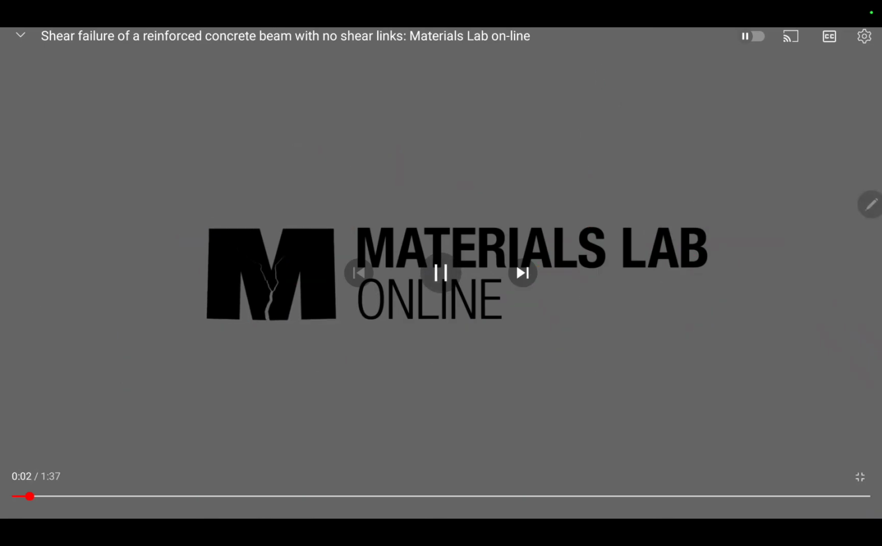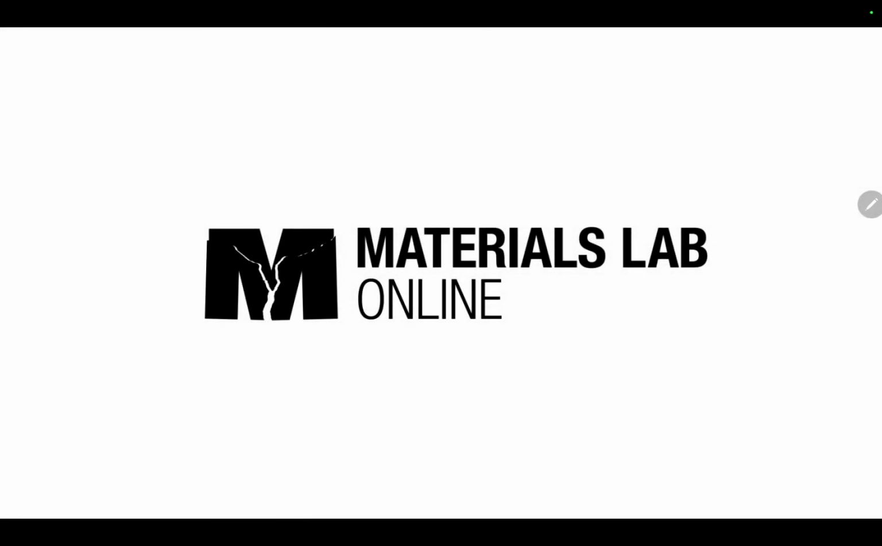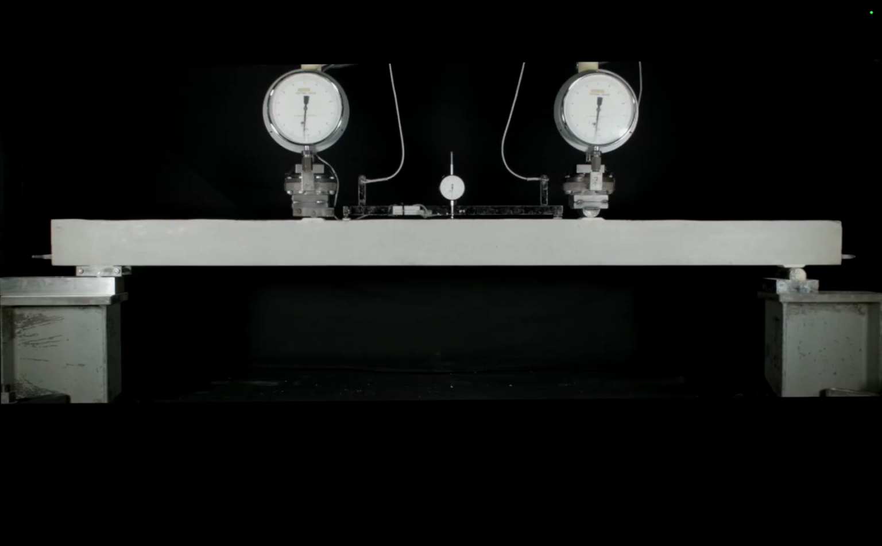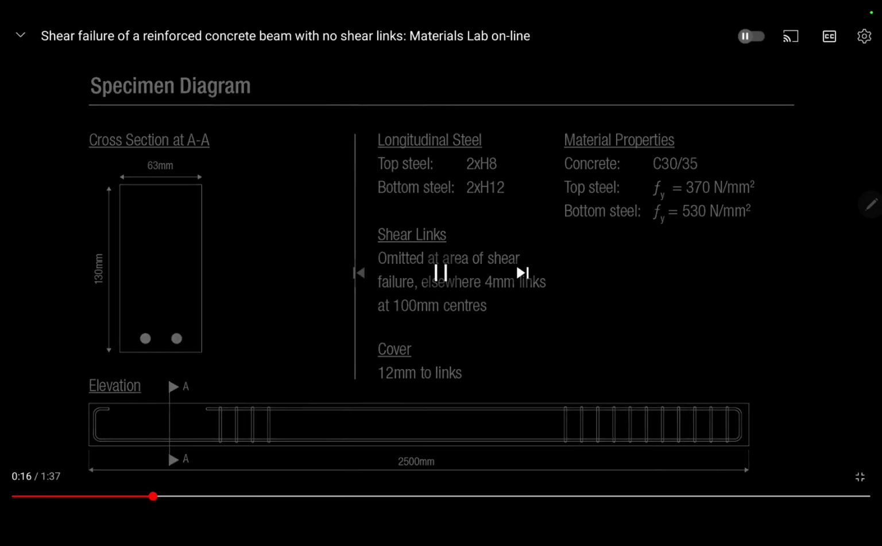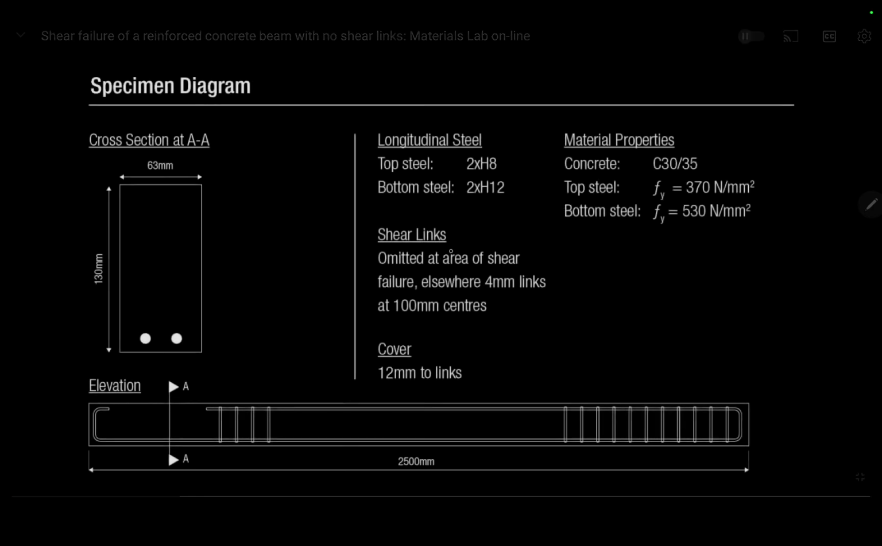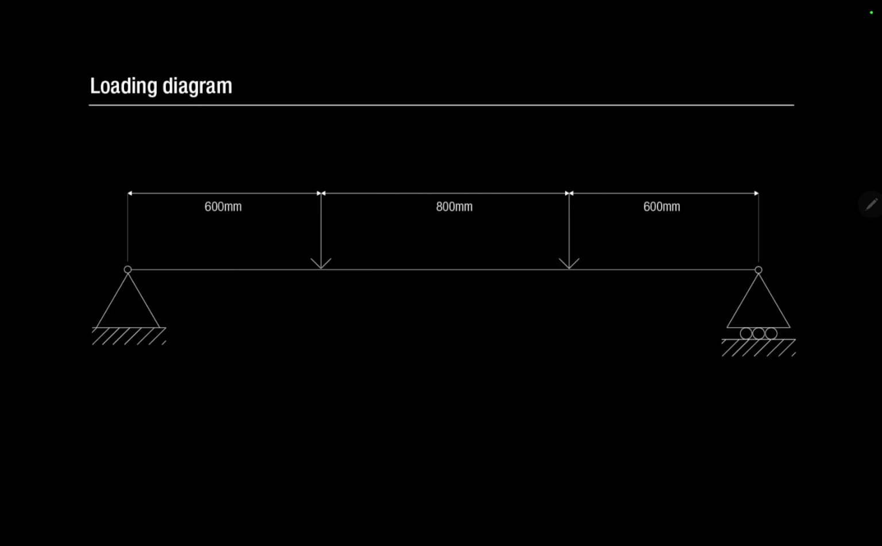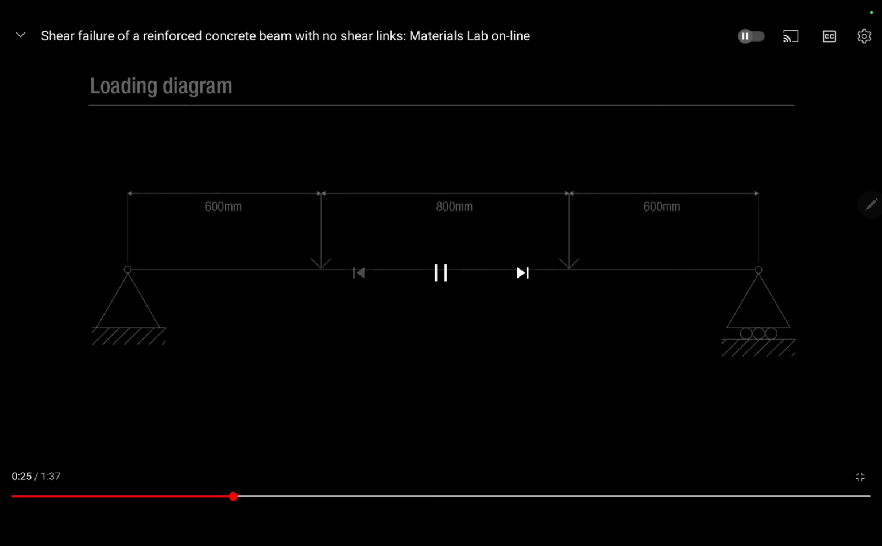Listen to it. Professor Tin Eibel, not to be confused with This Tin Bell. The video shows a reinforced concrete beam containing no shear links being tested in bending. The specimen is made from concrete containing regular Portland cement. The rebar is regular reinforcing steel. The loading diagram shows the beam being subject to 4-point bending.